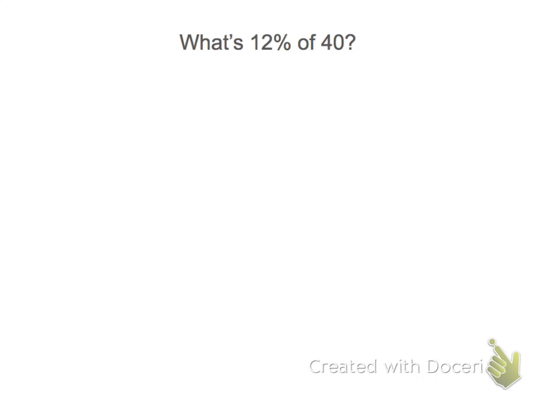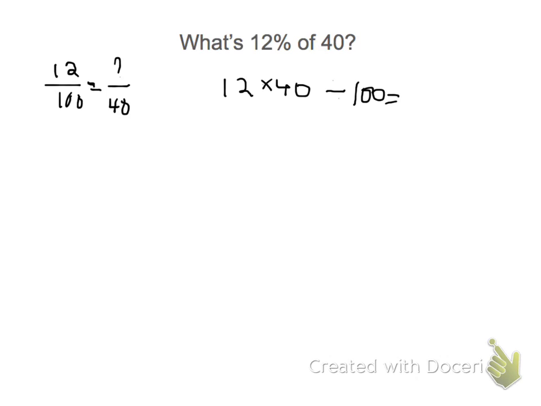Let's do it again. What's 12% of 40? Okay, so I'm going to start with 12 out of 100, and that's equal to something out of 40, and I have to figure out what out of 40. So you could do your cross multiplication, where you do 12 times 40 divided by 100. And that would give me 4.8 as my answer. That's one way you can do it.